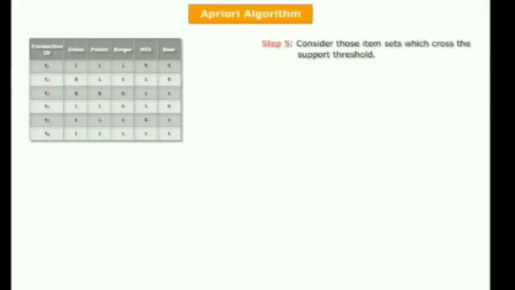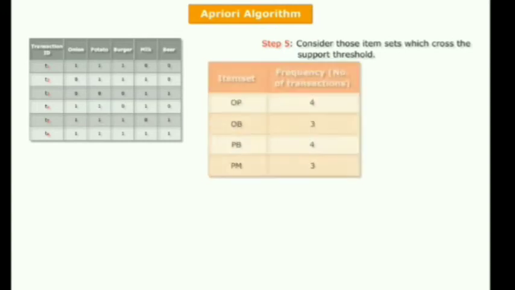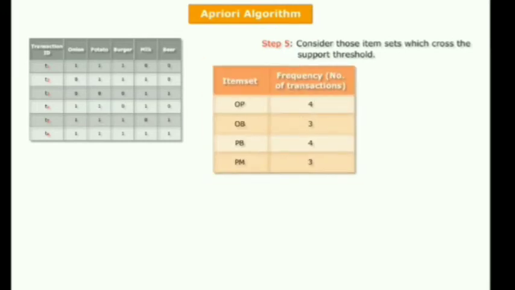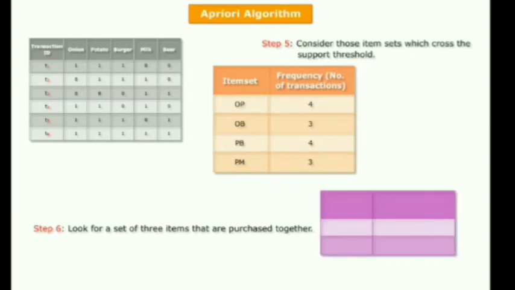Step 5. Again, only those item sets are significant which cross the support threshold, and these are OP, OB, PB and PM. Step 6. Now look for a set of 3 items that are purchased together. Use the item sets found in step 5 and create a set of 3 items. In order to create a set of 3 items, another rule called self-join is required.